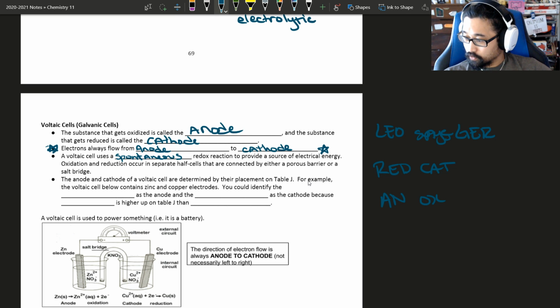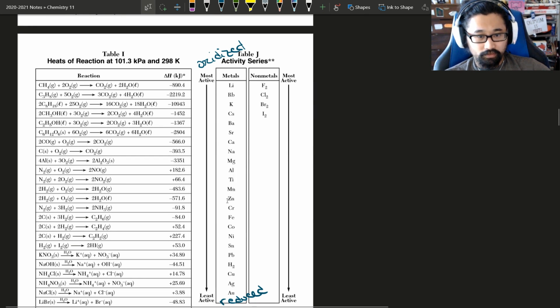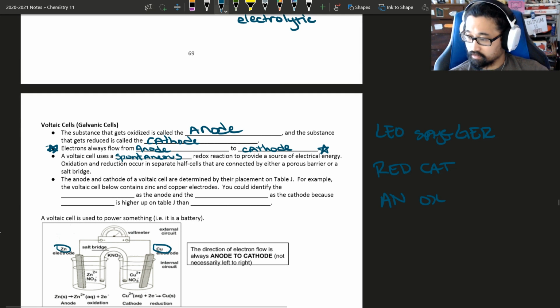With this example here, we have zinc and copper. If you were asked what is the anode and what is the cathode, let's check table J. Zinc is here. Copper is all the way down here. That means zinc is likely to be oxidized. It's active. More active means more likely to be oxidized. Zinc is likely to be oxidized, so zinc is the anode. Copper is the cathode, because zinc is higher on table J than copper. That's more or less how to read table J. All right.